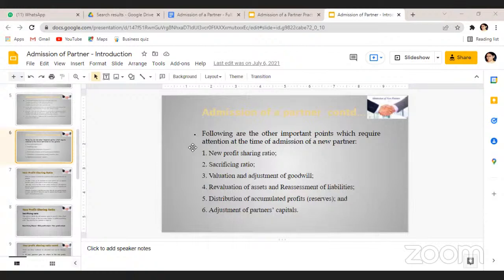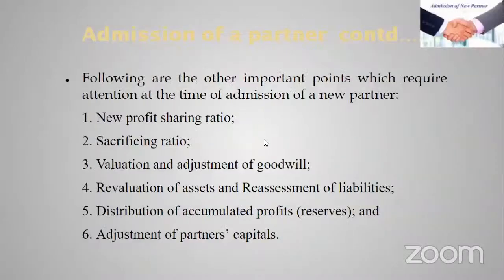From the academic point of view, when you are asked to prepare for a new partner being admitted, these are the requirements you are supposed to provide. First, you need to calculate the new sharing ratio and sacrificing ratio. Next, valuation and adjustment of goodwill. The fourth step is preparation of the revaluation account. Then the fifth step is distribution of accumulated profits. The sixth is adjustment of partners' capital accounts. Last, you will prepare the new balance sheet.